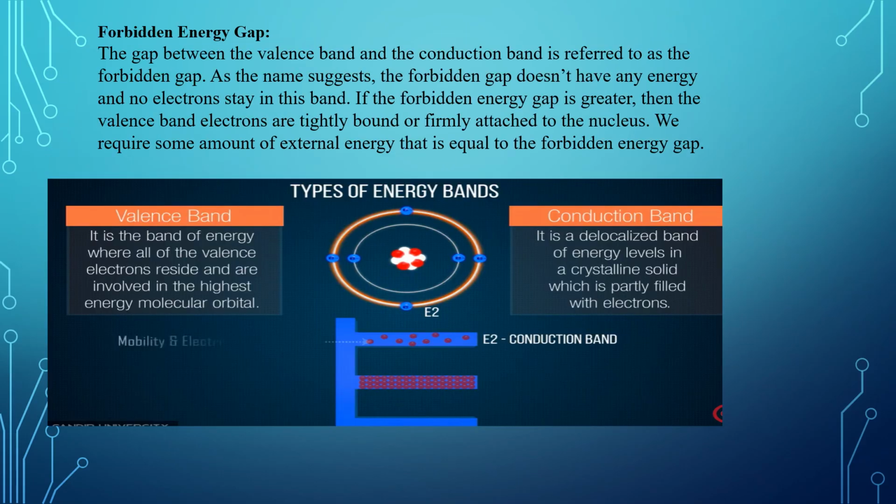Forbidden energy gap. The gap between the valence band and the conduction band is referred to as the forbidden gap. As the name suggests, the forbidden gap does not have any energy and no electron stays in this band. If the forbidden energy gap is greater, then the valence band electrons are tightly bound or firmly attached to the nucleus. We require some amount of external energy equal to the forbidden energy gap.